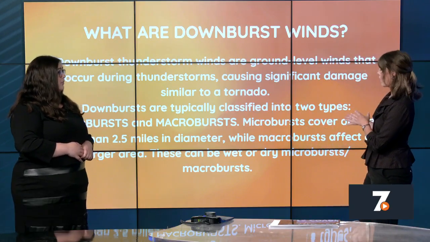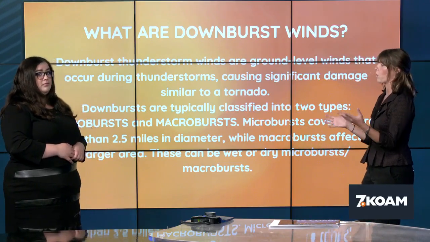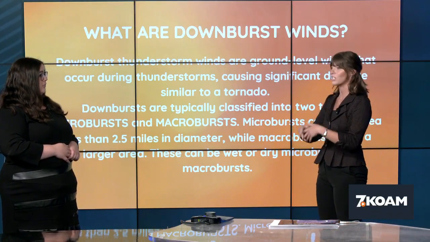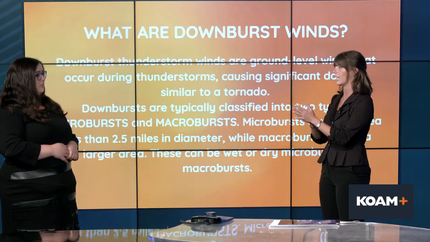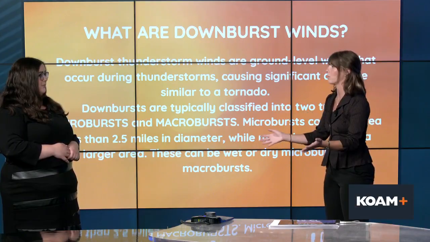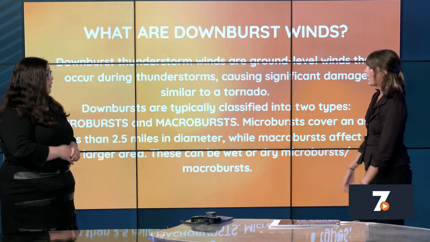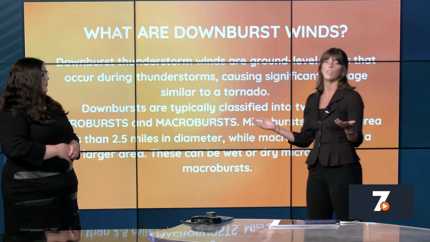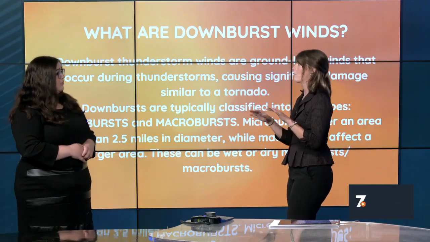Now, they're typically classified into two types, a microburst or macroburst. Microbursts you can kind of see off in the distance. They're super small, isolated, and you can actually visually see a wet microburst as it comes out of a cloud. But you can also get wet or dry microbursts. Down in Arizona, they get a lot of dry microbursts because the atmosphere is very dry.